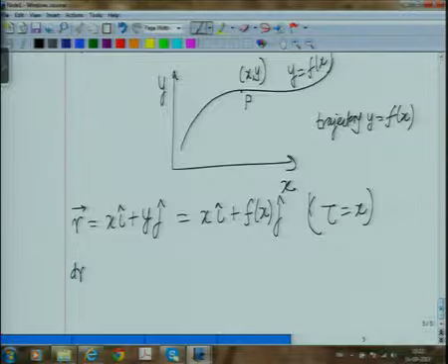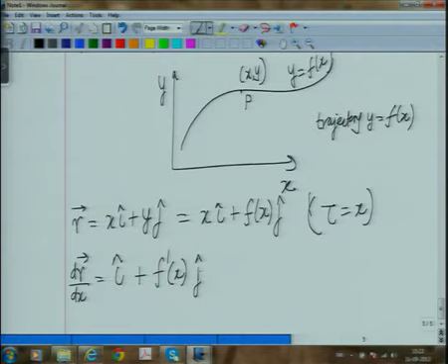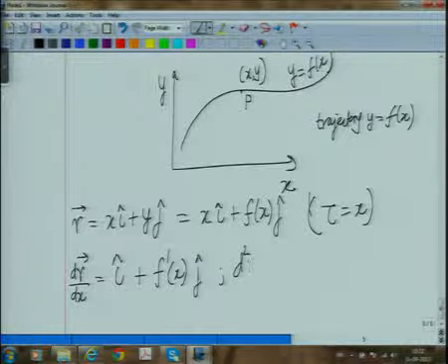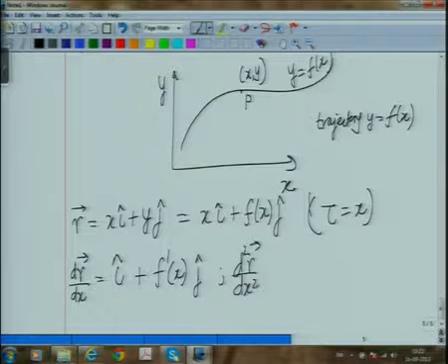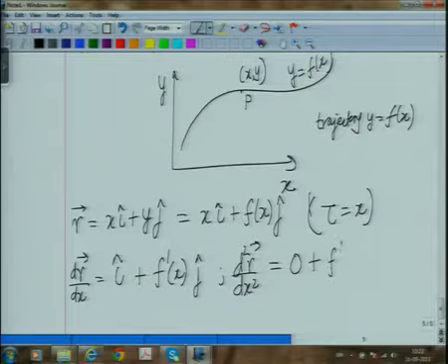Now dr vector by dx is what? Derivative of x i, when I differentiate it with respect to x, I get i, plus I differentiate this with respect to x, I will get f prime of x j, because i and j are fixed coordinates, so that's what we have. And second thing, now let's differentiate it with respect to x once more. What's the derivative of i? 0. Second term, f double prime of x j, that's it.